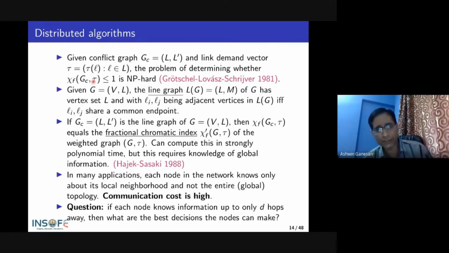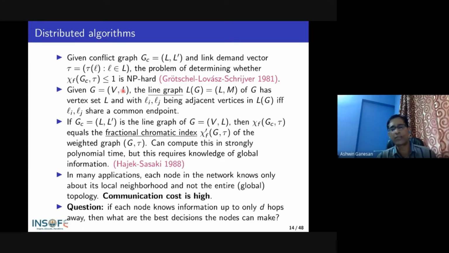Now, in the next few slides, though, we're going to be looking at a special case where GC actually is the line graph of G. We discussed this primary interference model where two links in the network graph G are adjacent vertices in the conflict graph if and only if the two links share a common endpoint. So in that case, the conflict graph is the line graph of G. If GC is the line graph of G, then the fractional chromatic number of the conflict graph is sometimes called the fractional chromatic index of the graph.